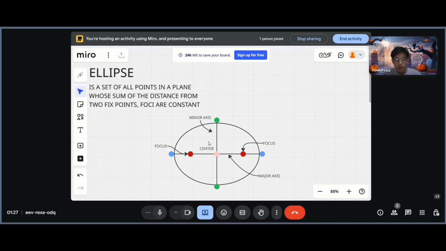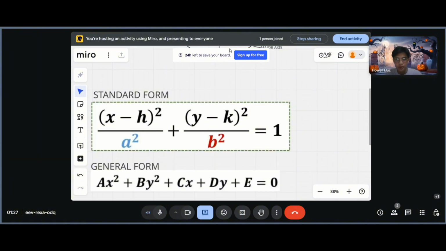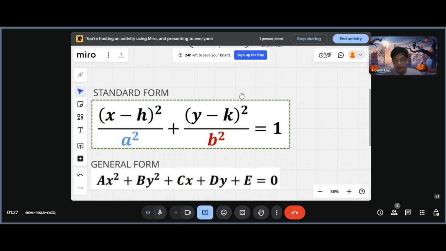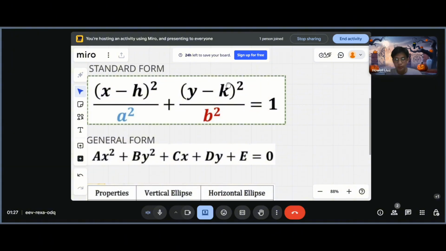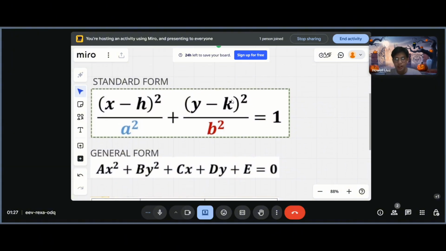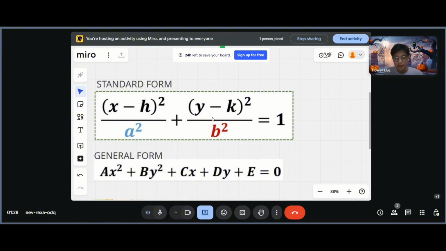So let us now consider the standard form. The standard form is (x minus h) quantity squared over a squared, plus (y minus k) quantity squared over b squared, is equal to 1. And the general formula is Ax squared plus By squared plus Cx plus Dy plus E is equal to 0.